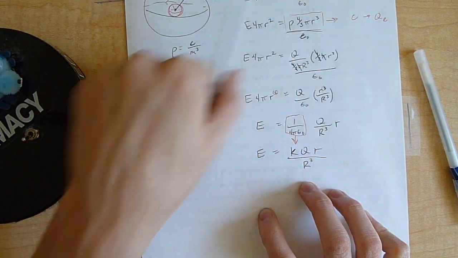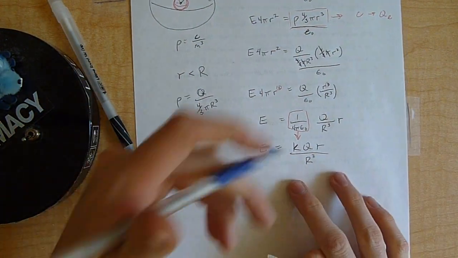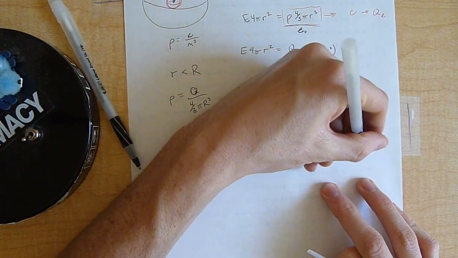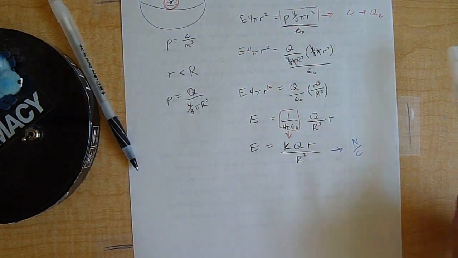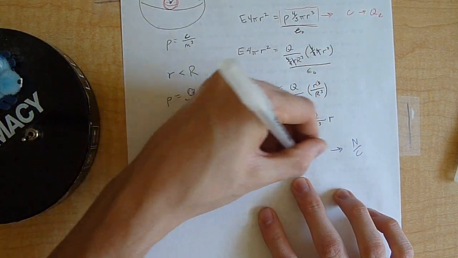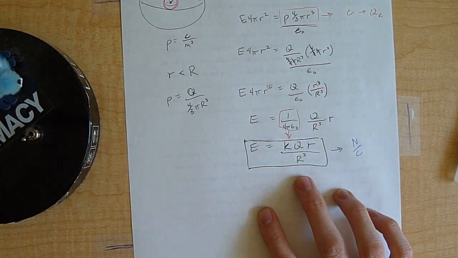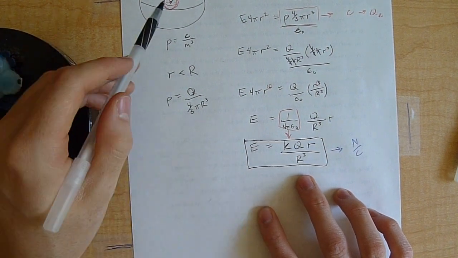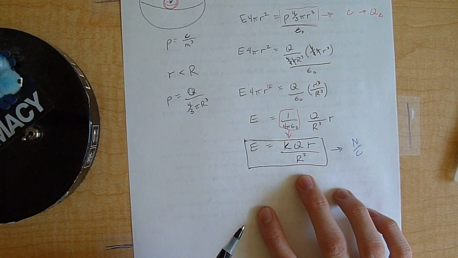And the units for this come out to be newtons per coulomb, which is in fact the units for our electric field. And having followed Gauss's law, using proper substitution, this should be the electric field for the area enclosed by the Gaussian surface described in this problem.